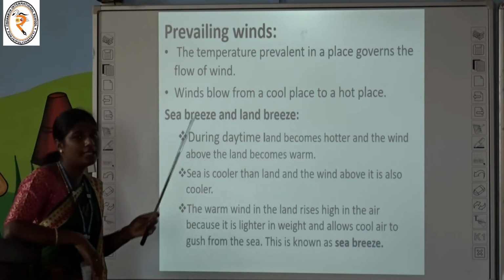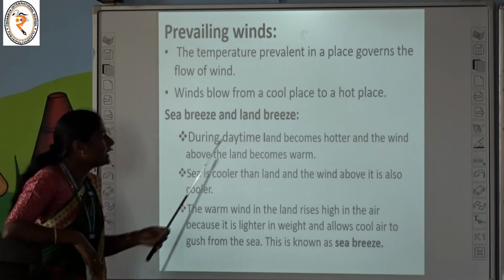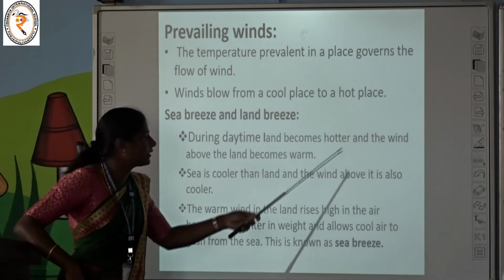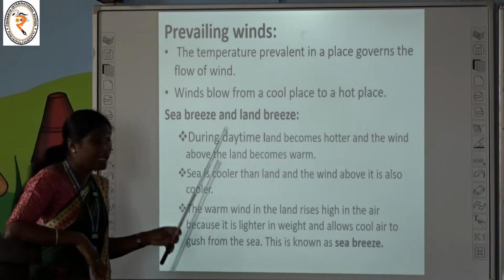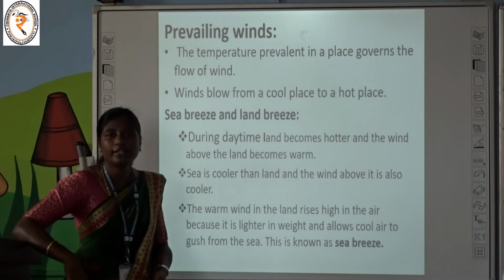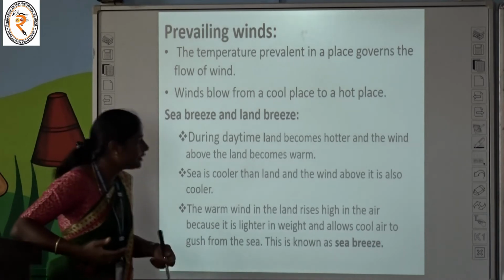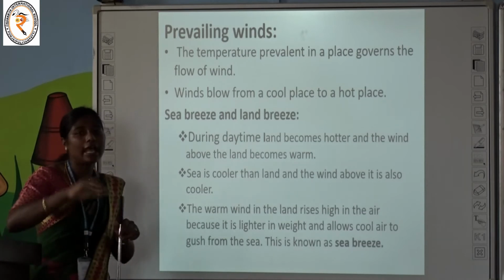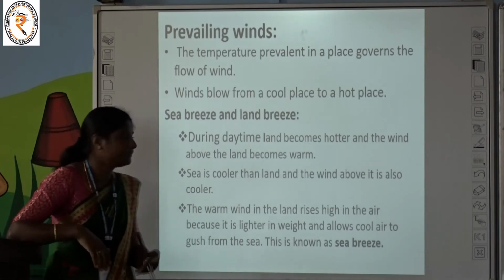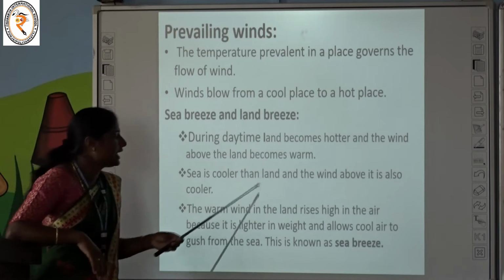Breeze. What is sea breeze and what is land breeze? During daytime, land becomes hotter and the wind above the land becomes warm. So above the land, the air will be hot. Sea is cooler than land.